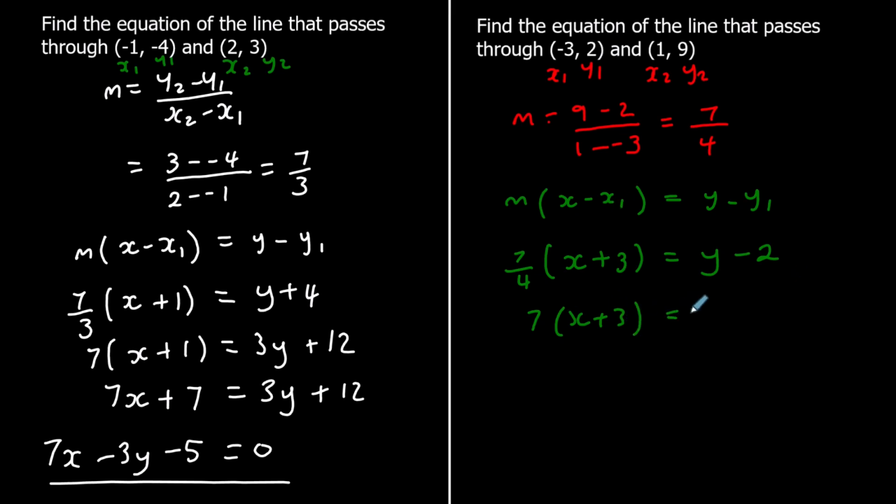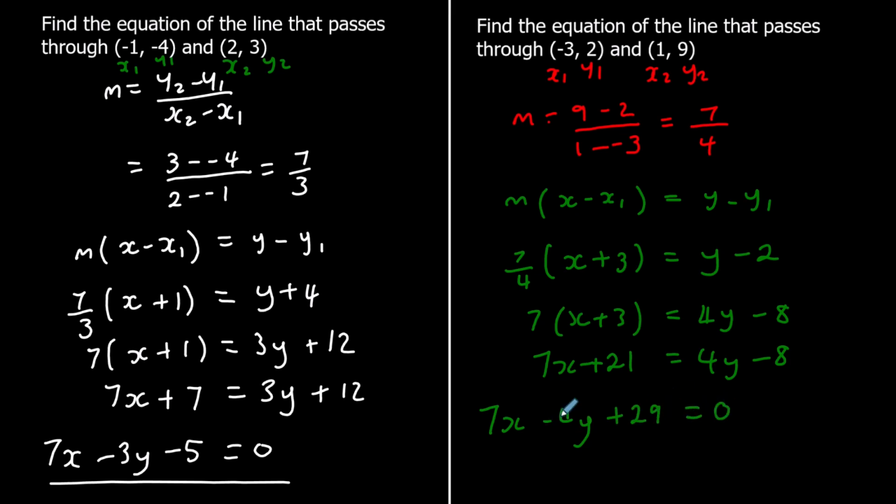I'm just going to write it in a form that we might be asked to. So times by 4, expand the bracket, and make it equal to 0. So take away 4y plus 8, and that is our answer.